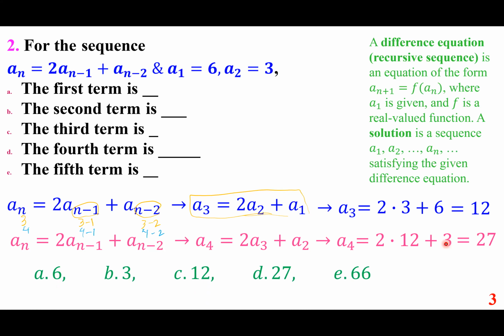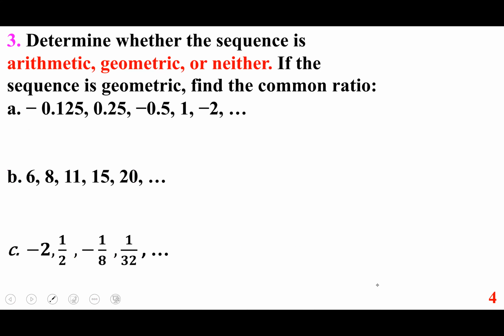So 6 and 3 were given. We came up with 12 and 27. I leave it for you to come up with the last one, which becomes number 66. Determine whether the sequence is arithmetic, geometric, or neither. If the sequence is geometric, find the common ratio.